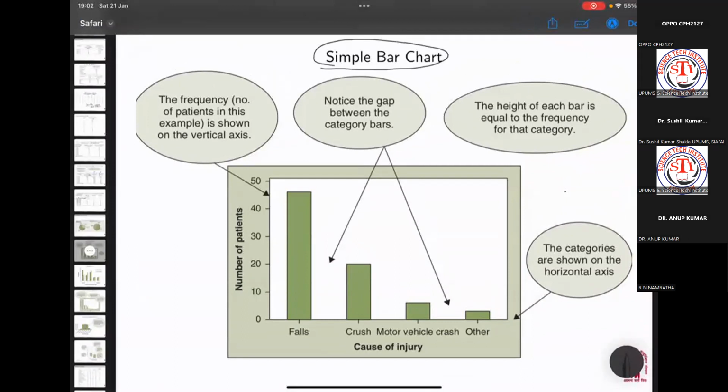Just see the quality of the simple bar chart: you have got a gap between the bars. The height of the bars represents the frequency of the data. These are the various categories: how many patients are there because of a fall, how many because of a crush, how many because of a motor vehicle crash, and other causes of injuries. So this is called the simple bar chart.